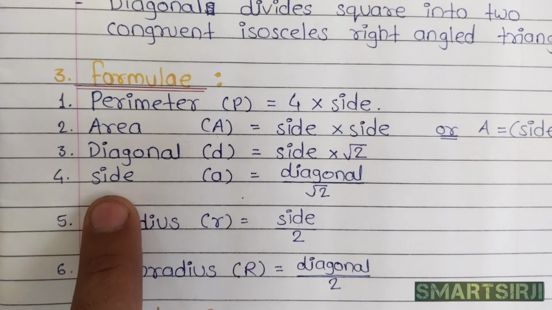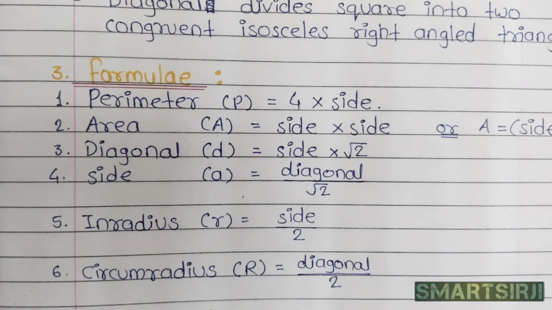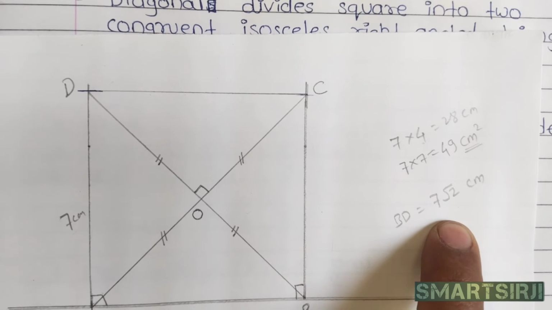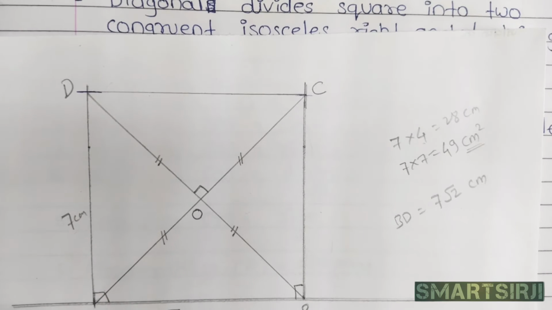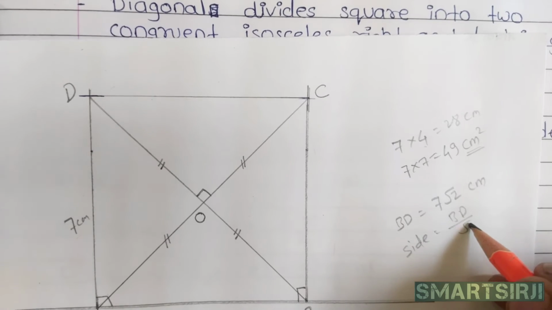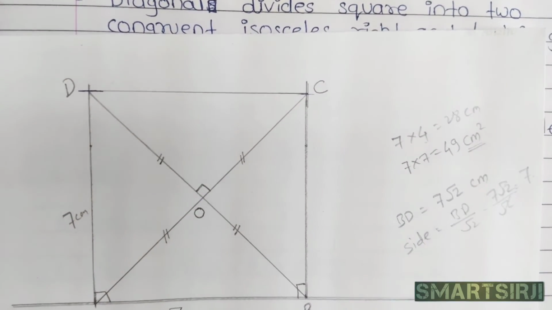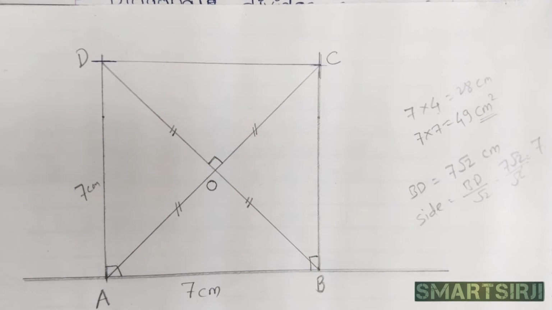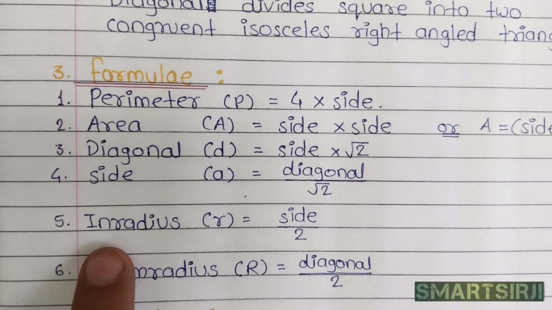Second, side, it is denoted by letter A. Side is equal to diagonal by root 2, the opposite. Suppose we are given diagonal 7 root 2 and we are asked about its side length. So side is equal to diagonal by root 2. So 7 root 2 by root 2, root 2 gets cancelled. So 7. So we can find the diagonal with the help of the side and the side with the help of the diagonal in a square.